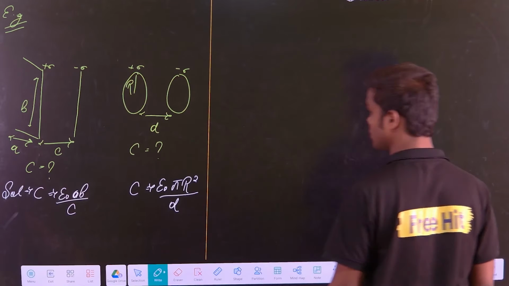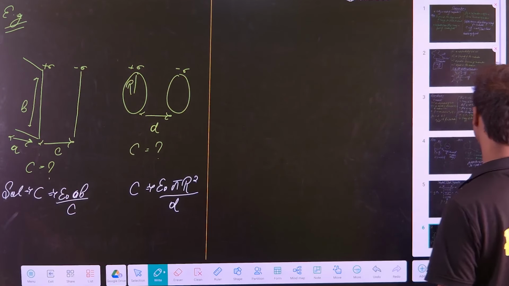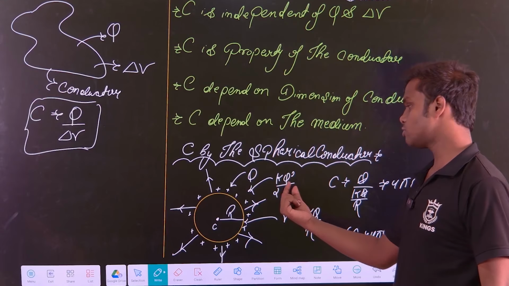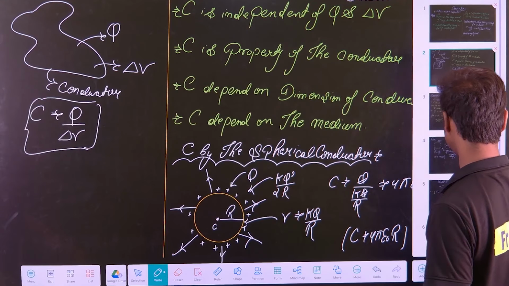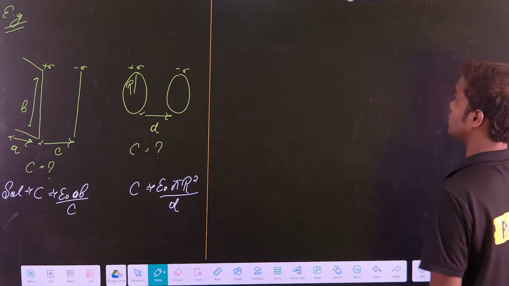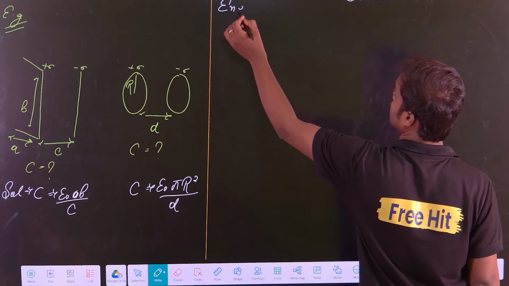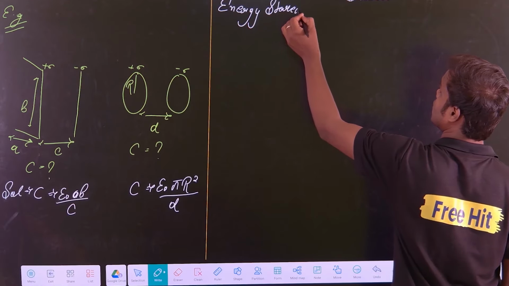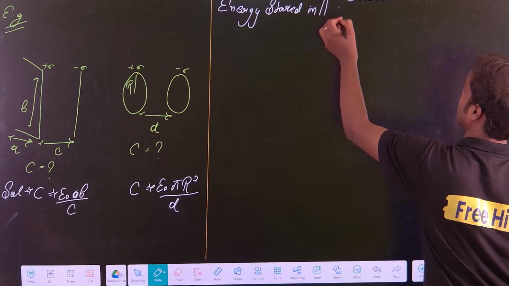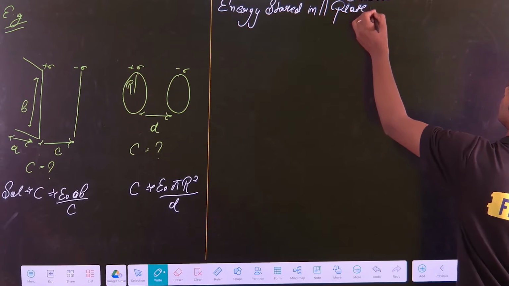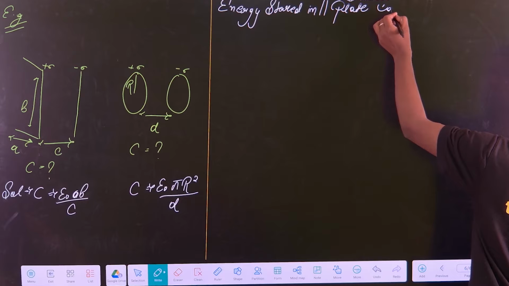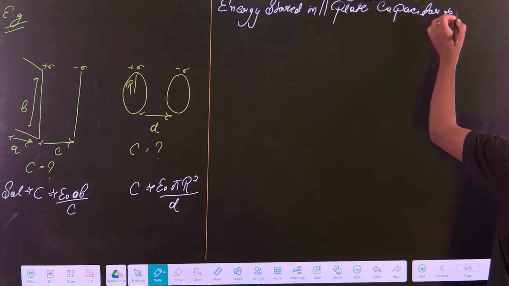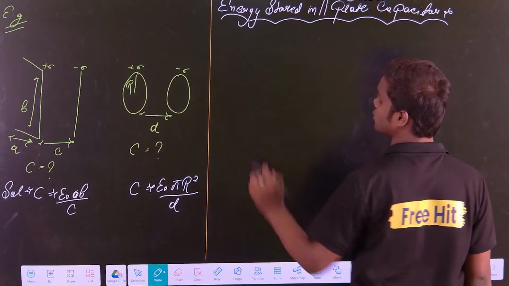Now the next concept is that, as we have seen, in the spherical conductor the energy is stored, but how much energy is stored? K q square by 2r. Let us see how much energy is stored in the parallel plate capacitor also. So the energy stored in a parallel plate capacitor, how much energy is going to be stored in this?